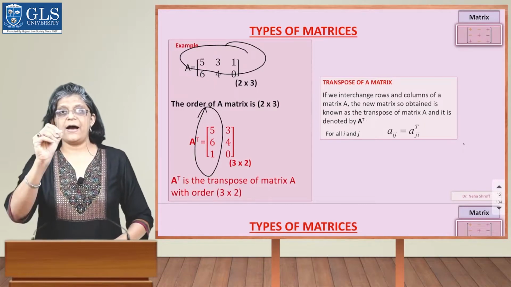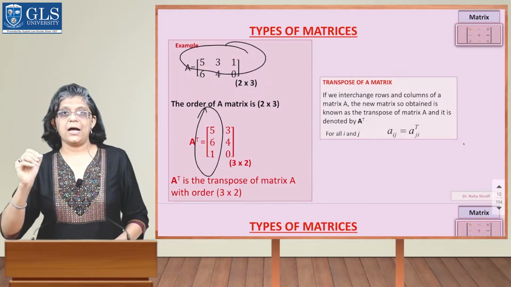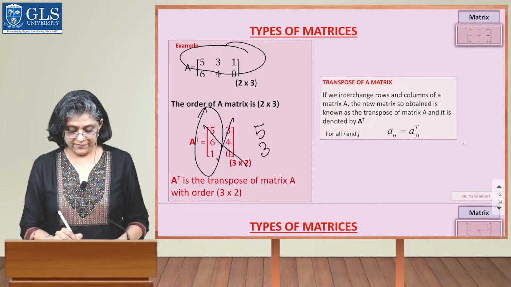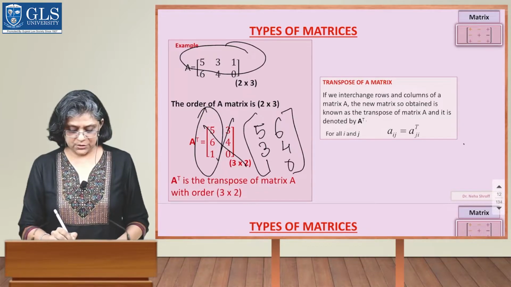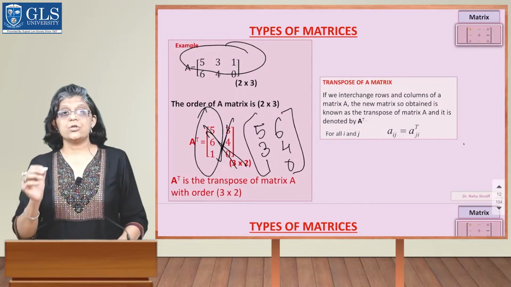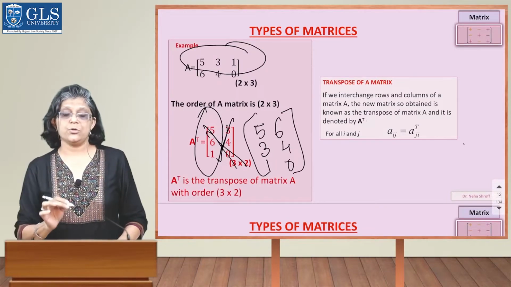So, we have 5, 3, 1. I think there is some mistake here. There's some typing mistake. Please excuse me. This will be 5, 3, 1 and it is 6, 4, 0. Please excuse me. The answer is wrong. Typing mistake. Clear? So, AT is the transpose of a matrix.